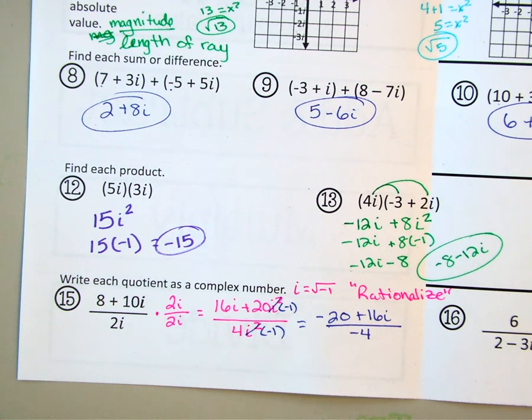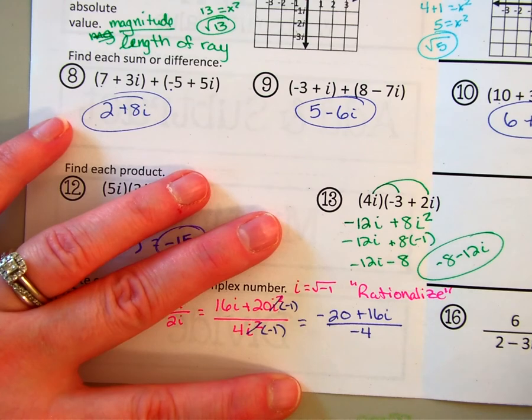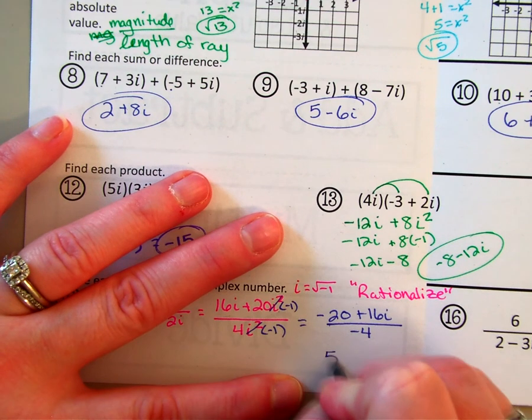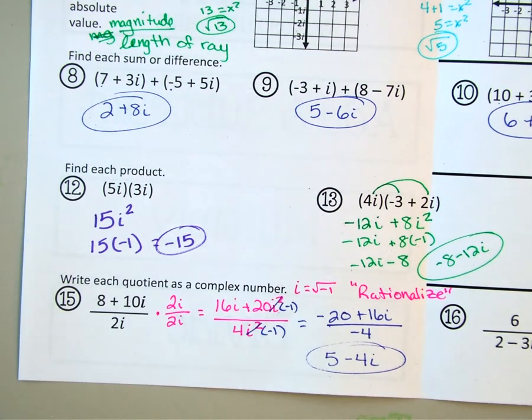Now my denominator is rational. Doesn't have that imaginary number. But I can still go one step further. I can actually divide these. So 20 divided by 4 gives me 5. 16 divided by 4 gives me that negative 4. And that's going to be my final answer there.